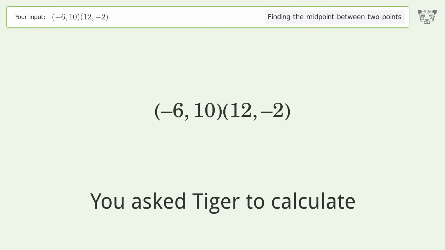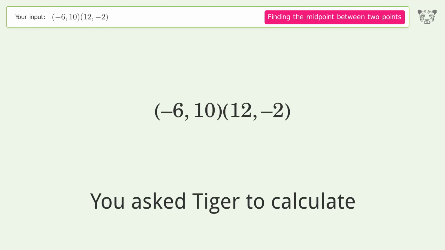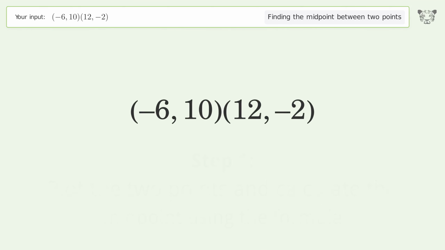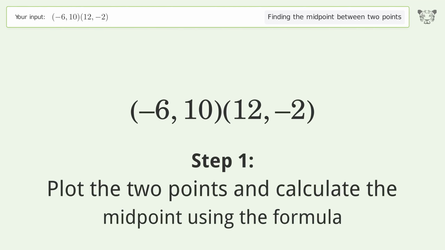You ask Tiger to calculate. This deals with finding the midpoint between 2 points. The midpoint between the 2 points is 3, 4. Let's solve it step by step. Plot the 2 points and calculate the midpoint using the formula.